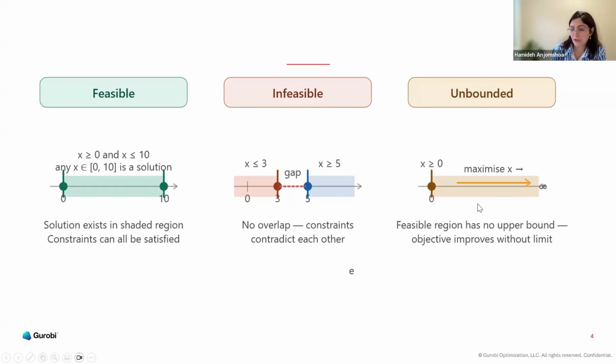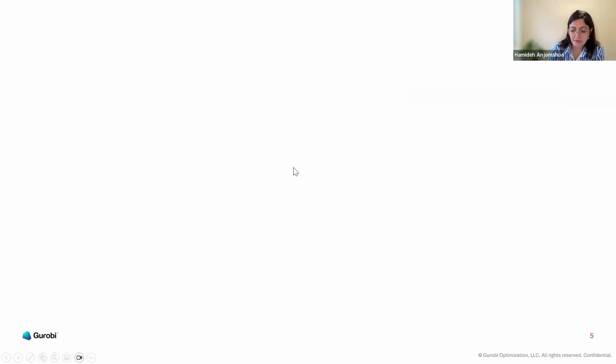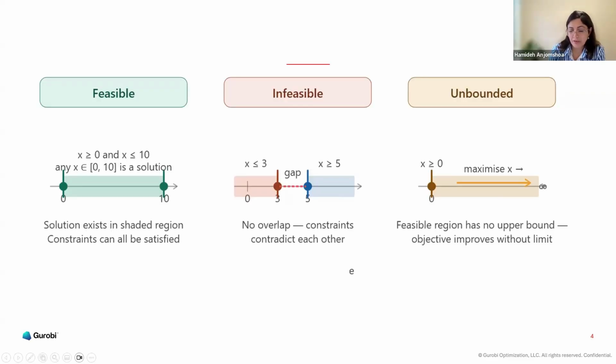On the other side, we have unbounded, which means that the feasible region has no upper bound. So your objective, your goals, can improve without any limitation. Sometimes it could be some glitch or we forgot to put in some boundary, but sometimes that's how it is. But the pain point here in the middle is the infeasible situation. When there's no overlap between your constraints, they contradict each other all the time. And this is a scenario we want to investigate further.